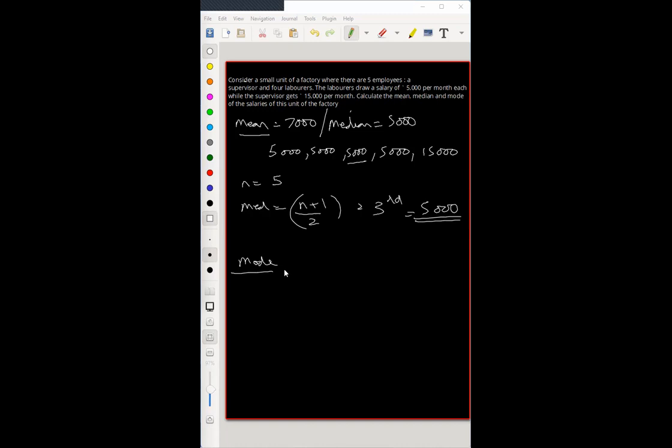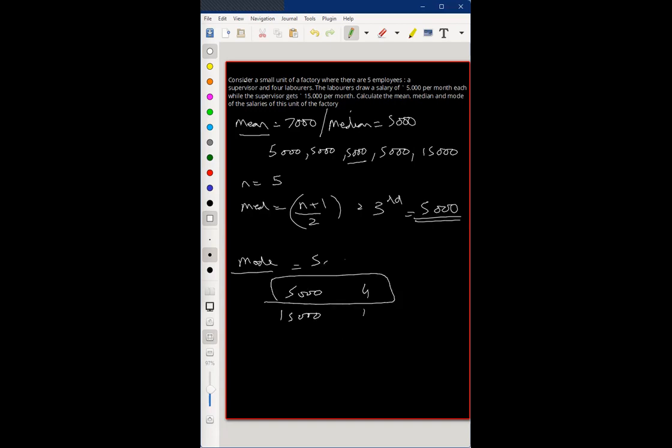Obviously, mode is maximum frequency. There are only 2 values. We have 5,000 and we have 15,000. Here it's 4 and here it's 1. So our mode will be 5,000. Right? So you see all 3 values, mean, median, and mode are different here.